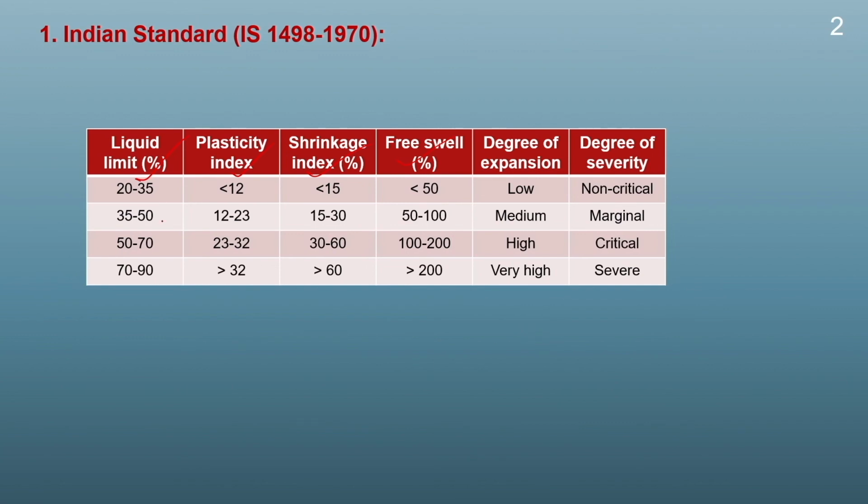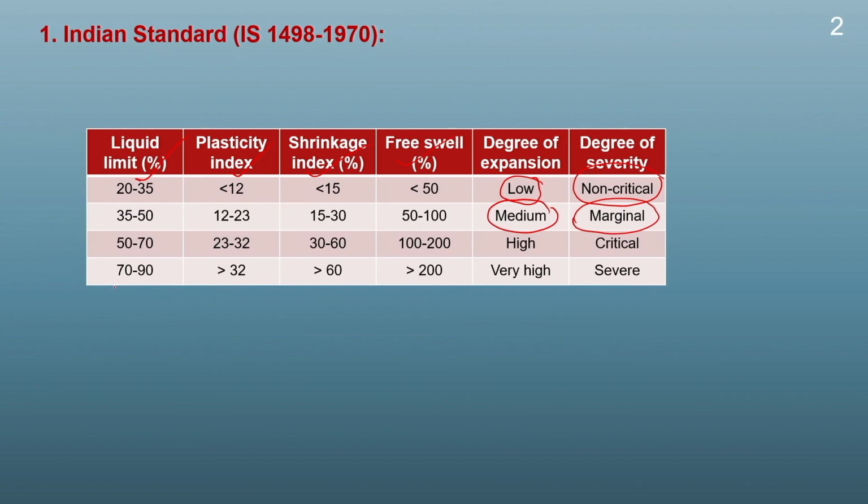If the liquid limit is in between 20 to 35 or plasticity index is less than 12, shrinkage index is less than 15 and free swell percentage is less than 50, then the degree of expansion of the soil will be low and the soil can be termed as non-critical. If the liquid limit is between 35 to 50, plasticity index is between 12 to 23, shrinkage index between 15 to 30 or free swell percentage is 50 to 100, the degree of expansion can be medium and the soil will be termed as marginally severe soil.